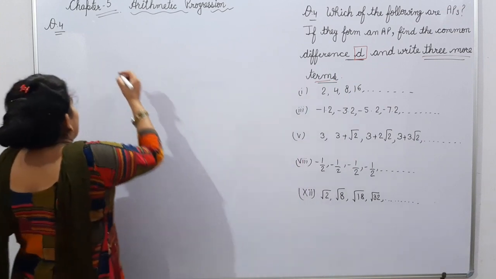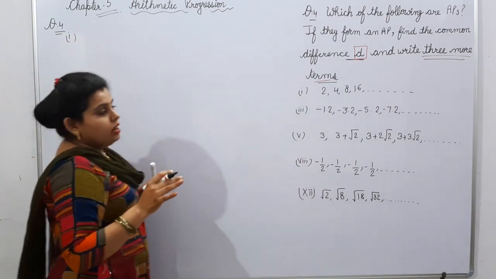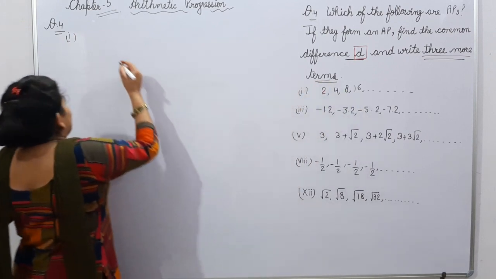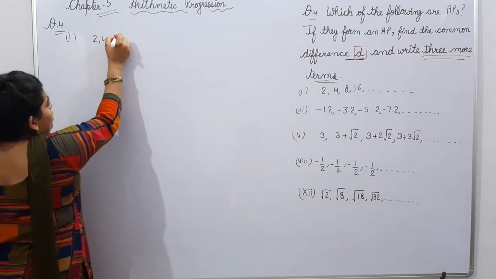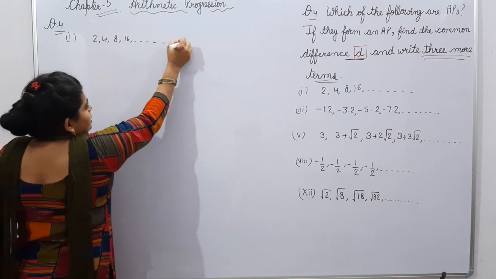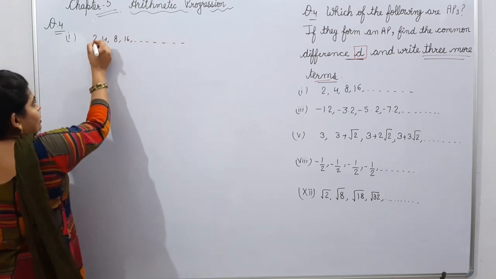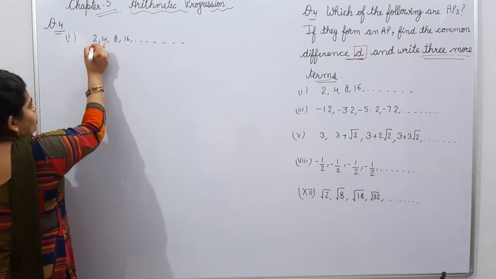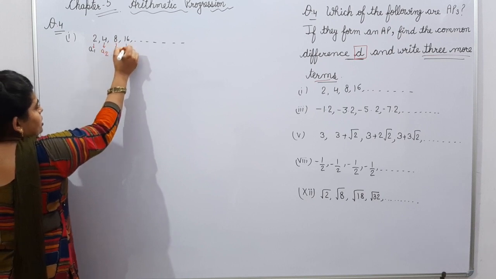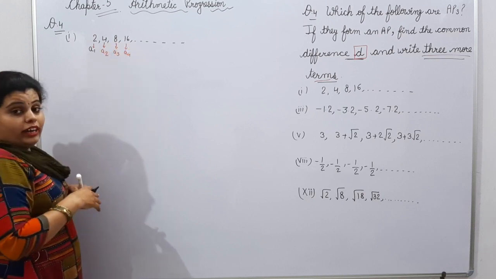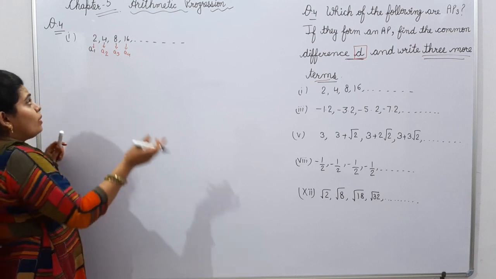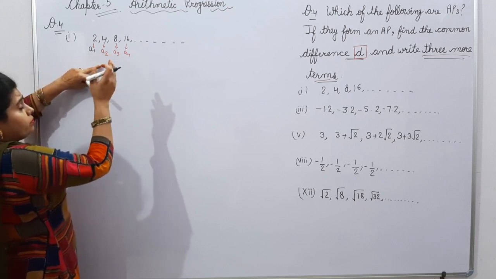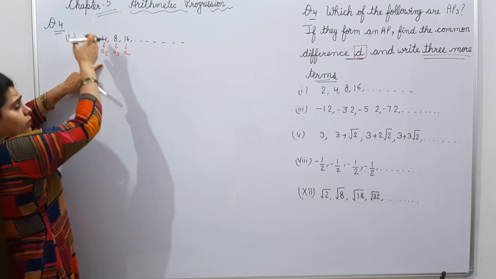Now, the first part. What is given in the first part of this question? A sequence is given: 2, 4, 8, 16. Now, let this be A1, this is A2, this one is A3 and this one is A4. Now we have to find the common difference. How will we find it? By subtracting the given term from its succeeding term, or by subtracting the preceding term from the given term.